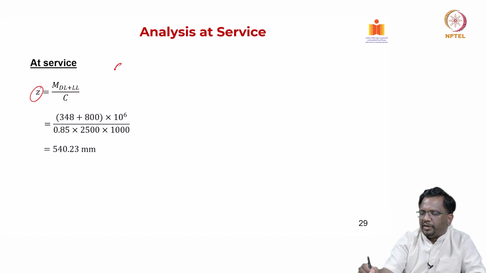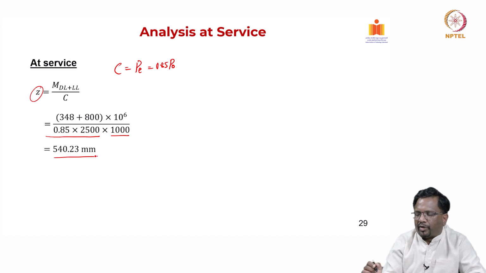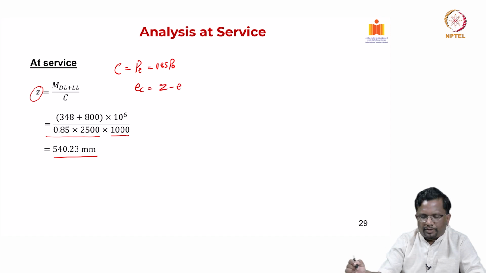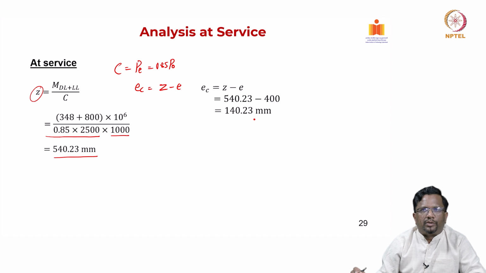Now, what will be C? C will now be equal to the effective pre-stressing force, which is 0.85 times P naught. That is what we are using here, and I am converting into Newton, so I multiply it by 1000. If you substitute, the lever arm is 540.23. Now, what is EC? EC is nothing but EZ minus E. So, that is what we are going to use, which is 140.23 millimeters.